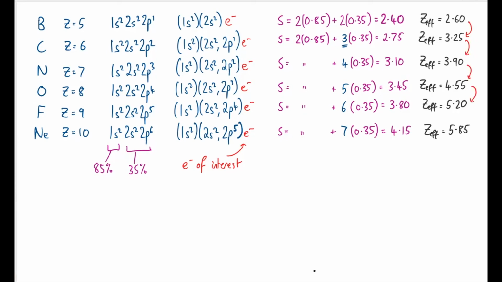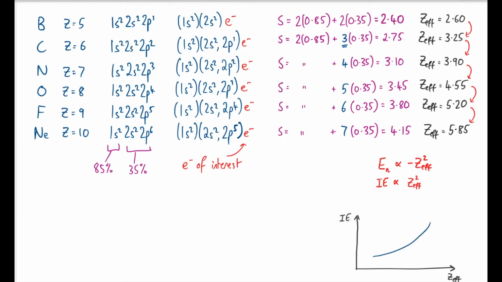Now, because we're thinking about an electron in the same orbital for each of these 6 elements, we know that the energy level, which we defined as En before, is proportional to minus Z effective squared. We also considered the ionization energy as a difference between this energy level and the n tends to infinity level. So the ionization energy will just be proportional to Z effective squared. Now that means if we were going to try to plot a graph of ionization energy against Z effective for these 6 elements, we might expect it to be something like a curve, like a parabola. So the general trend will be increasing.